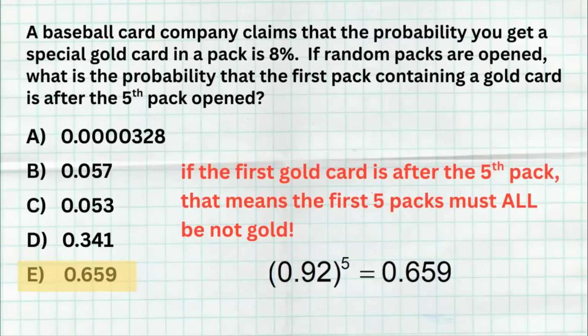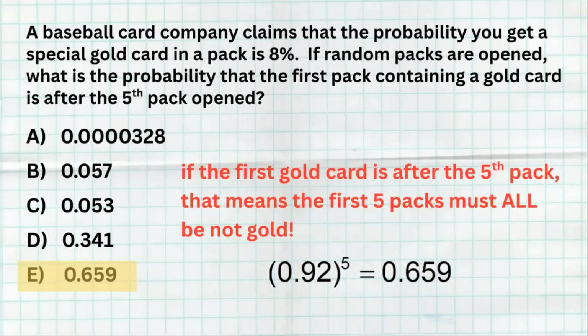Towards infinity. So all I know for this scenario to be true is that pack 1, 2, 3, 4, and 5 must all be failures. Quite honestly, I don't care when I get my first gold card as long as the first 5 are failures. So that's how I get the answer of 0.659.